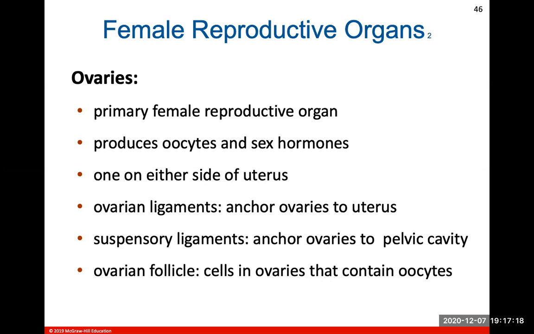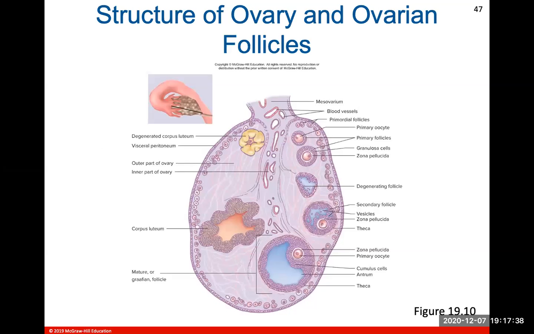Okay, so the ovaries are the primary female reproductive organs that produce oocytes and sex hormones. You have one on either side of the uterus. The ovarian ligaments anchor the ovaries to the uterus. Suspensory ligaments anchor ovaries to the pelvic cavity, and the ovarian follicles are the cells in the ovaries that contain oocytes. Here's the structure of the ovary and the ovarian follicles.